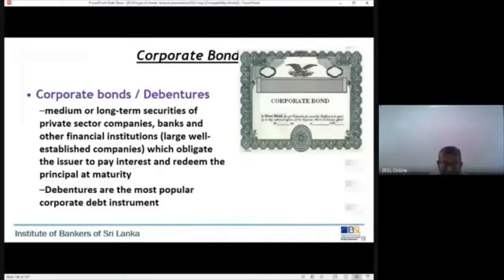So therefore, when the private sector issues debentures or corporate bonds, even though it is a longer term, they go for a shorter period. And mind you, as we explained earlier, debentures are also a capital market instrument. Why do we call it a capital market instrument? Because the issue period is more than 1 year. That is why we call debentures a capital market instrument.